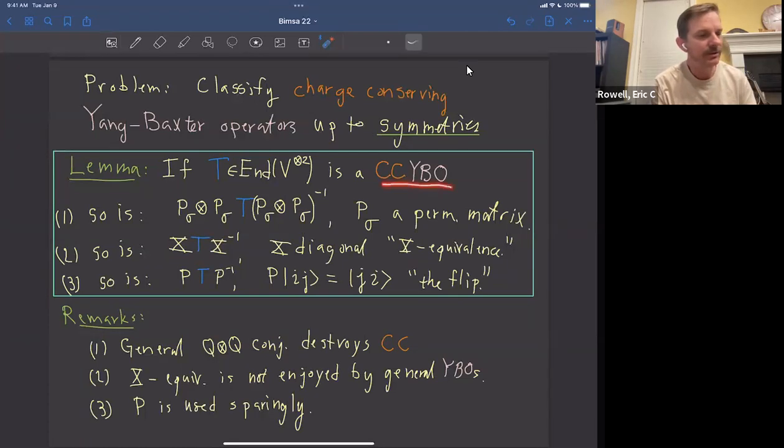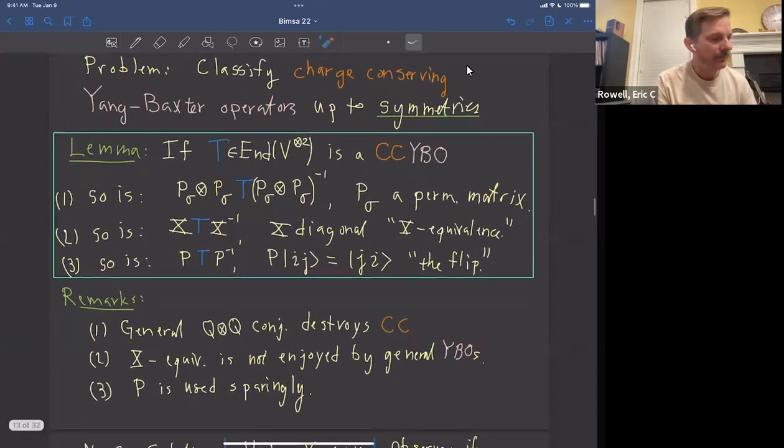It turns out that if you have a charge conserving Yang-Baxter operator, then you can conjugate it by a tensor product of some permutation matrix, and it will remain charge conserving and a Yang-Baxter operator. It's also the case that if you conjugate it by any diagonal matrix, it remains a charge conserving Yang-Baxter operator. And if you apply the flip operator, this will preserve this. Now, I should remark, in general, if you have a solution to the Yang-Baxter equation and you conjugate by Q tensor Q for any invertible matrix Q, it's still a solution. However, it will generally destroy the charge conserving property. So we don't allow that as a symmetry.